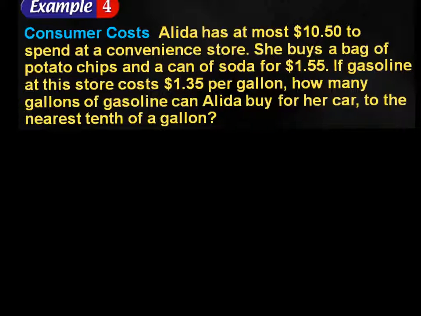Alita has at most $10.50 to spend at a convenience store. She buys a bag of potato chips and a can of soda for $1.55. Now that's not so far-fetched as if gasoline cost, hallelujah, $1.35 per gallon. Yep, it did at one point. How many gallons of gasoline can Alita buy for her car to the nearest tenth of a gallon?